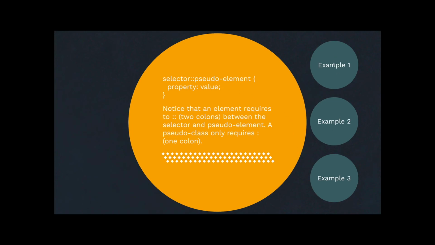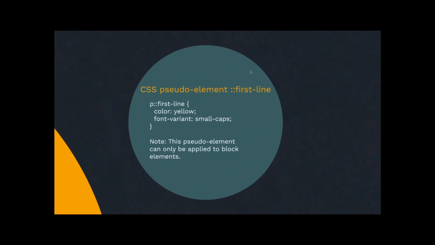All right, let's look at an example here. So this time we're going to be looking at the CSS pseudo element first line. So essentially what we're going to be doing is styling the first line of this paragraph tag right here. We're going to make the color yellow, and we're going to change its font to small caps. Now note that this pseudo element can only be applied to block elements, and that's mostly because the computer needs to be able to make a decision of what the first line is, and if it's not displayed in a block format, it's hard for the computer to do so, and you probably get incorrect results.